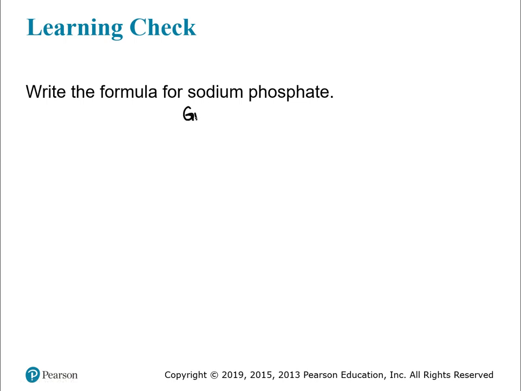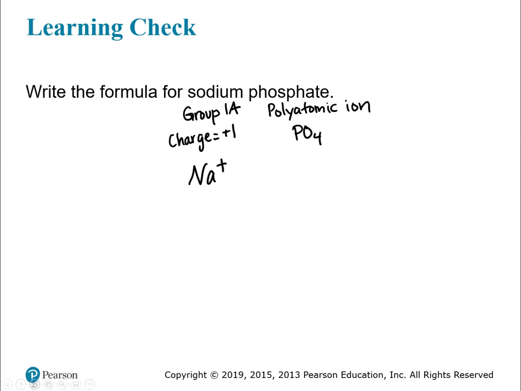Sodium. That's in group 1A. The charge is equal to the group number, which is 1. That's our ion. Phosphate. It's a polyatomic ion. Look it up on the chart. Let me write that a little bit further down. We get that from the chart.